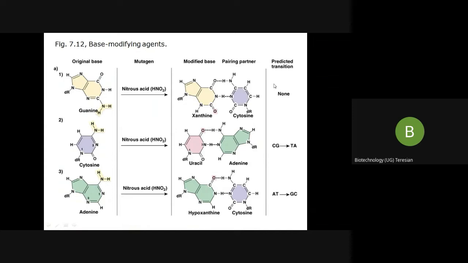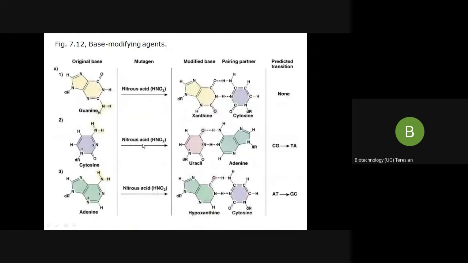So what is the result? Nothing. Why? Because guanine, as you know, pairs with cytosine. Here, the nitrous acid has modified your guanine to xanthine, and the xanthine also pairs with cytosine. So there is no shift or change in the result. Here also you end up with cytosine. In this condition, guanine pairs with cytosine, and xanthine also with cytosine.